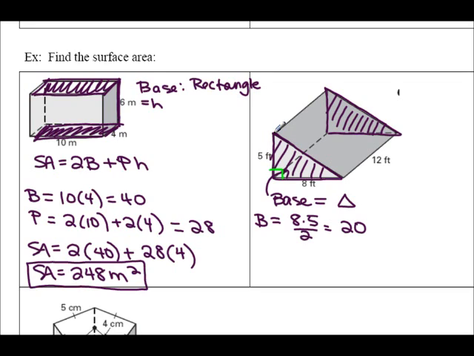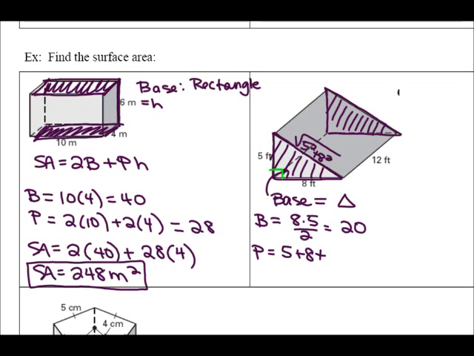Next, we've got to do the perimeter of our base. For the perimeter, we add up all 3 sides. We've got 5 plus 8 plus question mark. We don't know what the hypotenuse of our right triangle is. Well, we can find that by using Pythagorean theorem. So we need the square root of 5 squared plus 8 squared.